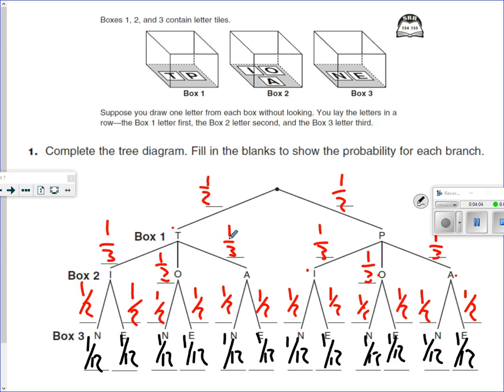Here, they're all in the same thing. We're not moving from layer to layer. We're staying on the same layer. So I have to add up all my options, which would be 3/3 is the probability of getting an I, an O, or an A.